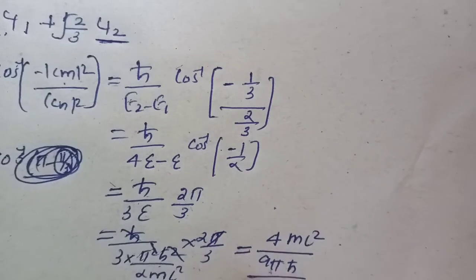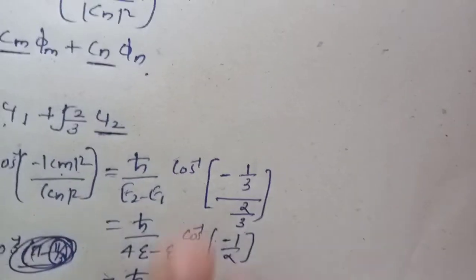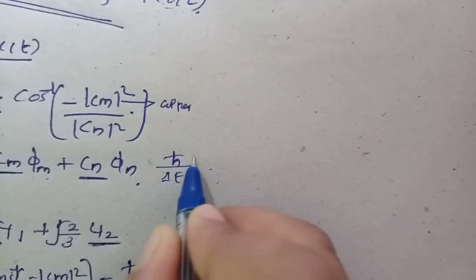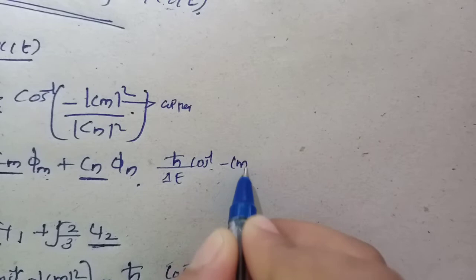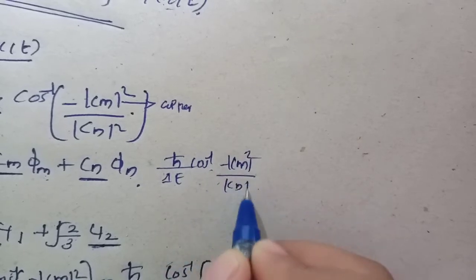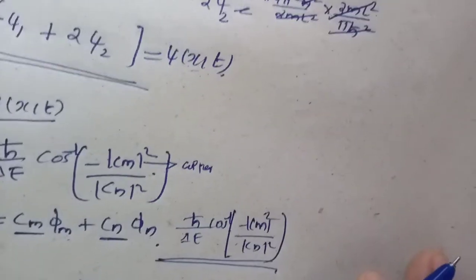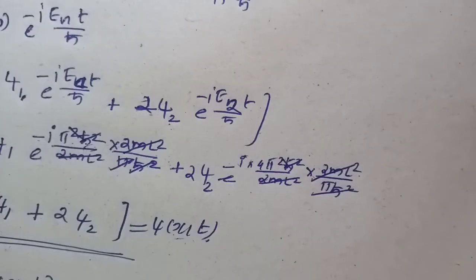To find the orthogonal time, you have to learn by heart the formula, that is h cross divided by delta E cos inverse of minus mod Cm square divided by mod Cn square. It is the coefficients only. Okay, this is about the orthogonal time.